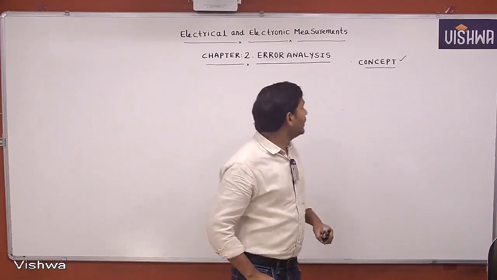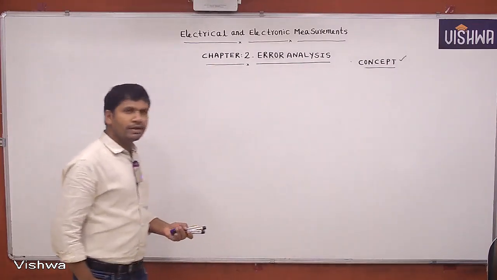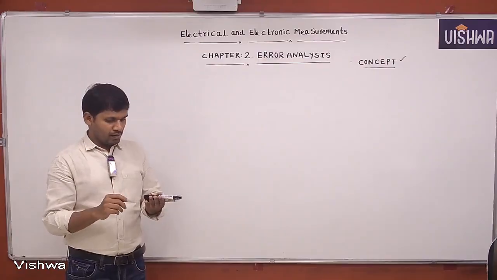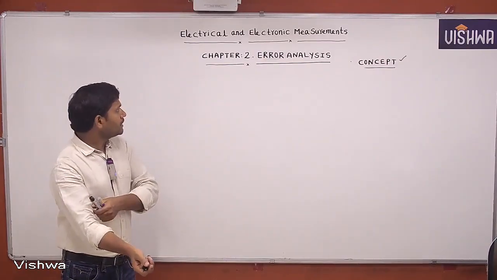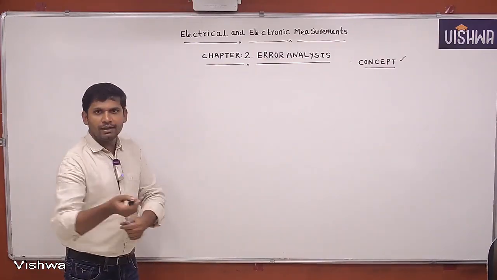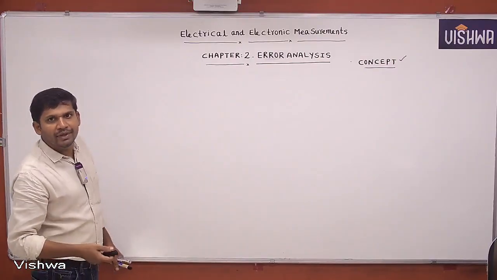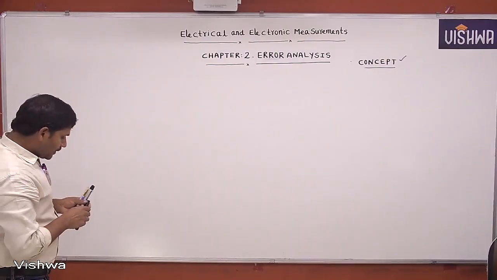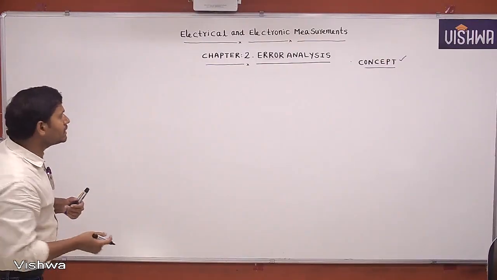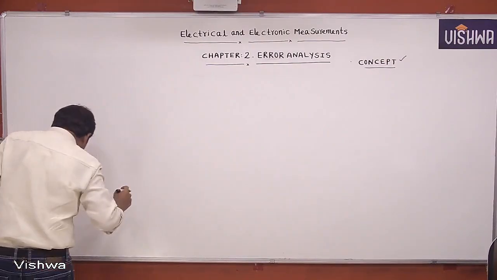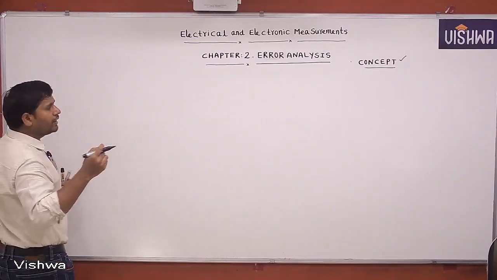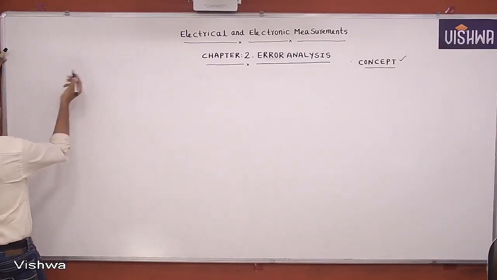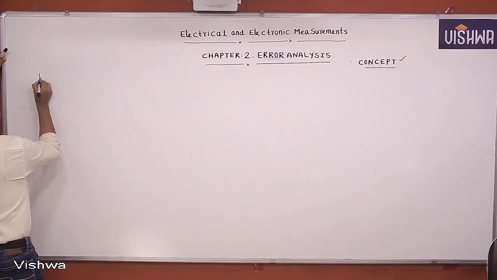Welcome to the continuation of chapter 2, that is error analysis. In the last session we saw absolute error, limiting error, percentage error, and observations. There is one more concept in error analysis that is important for any competitive exam. Write down: error due to combination of quantities.